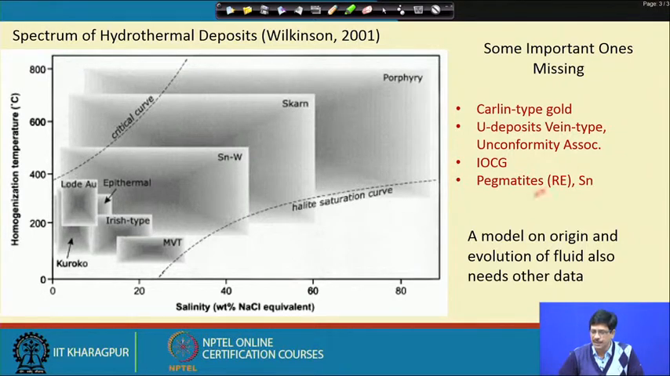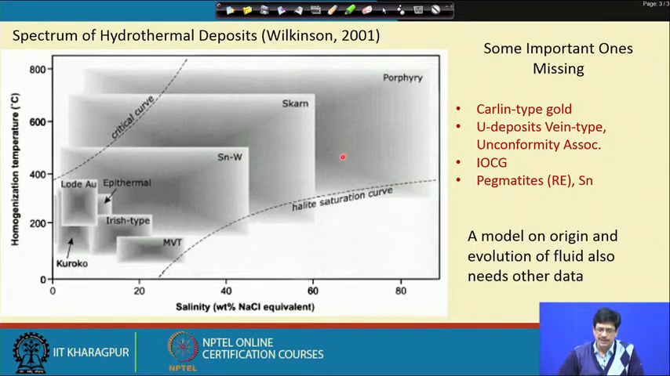And different pegmatites, rare element bearing pegmatites, tin tungsten bearing pegmatites, which also have very characteristic fluids. The characteristics of their fluid are very important, and they are also an important class of ores which contribute different types of metals and minerals to the industry.